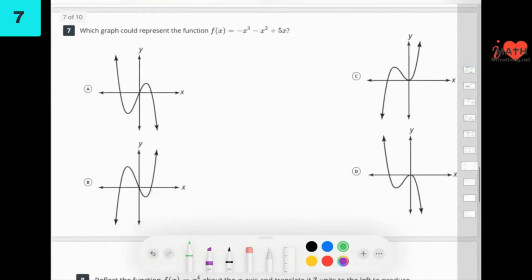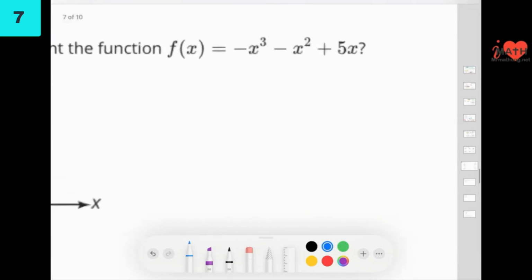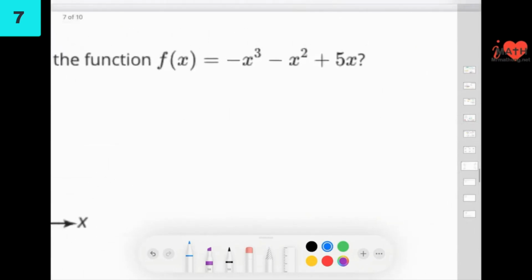Alright, question number 7. Which graph could represent the function f of x equals negative x to the third power minus x squared plus 5x? Okay, what I'm going to do is I'm going to just take apart this function and try to figure out all the things that I know, okay? Here in blue, this is called the leading coefficient, and it is negative. And basically what that does is it flips the graph.